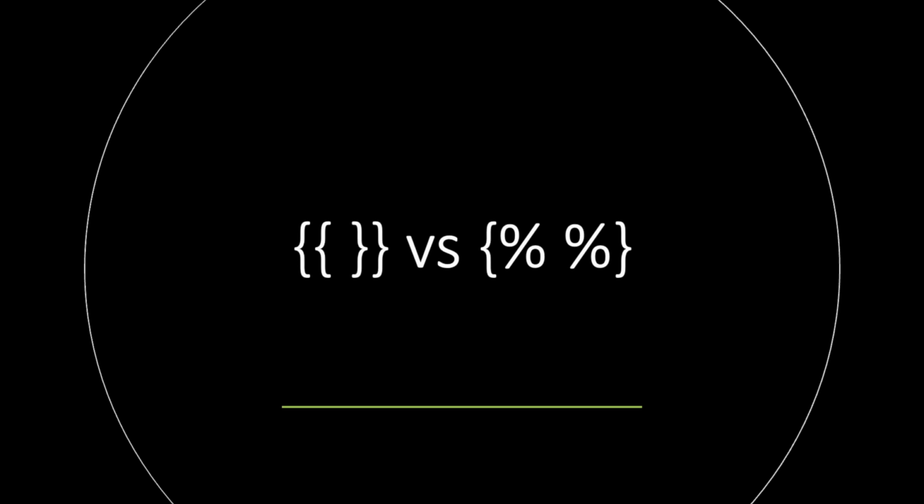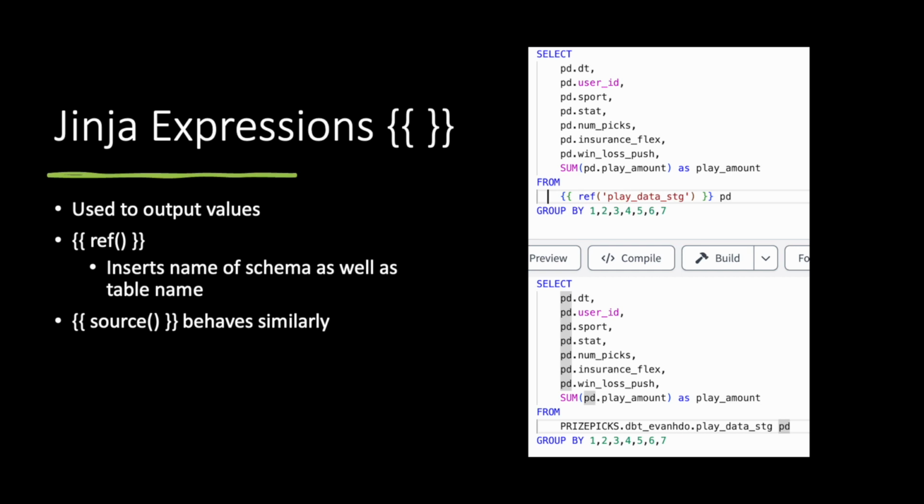You're commonly going to see Jinja represented in double squigglies or a squiggly percentage, and we're going to talk about what these mean. Whenever you see the double squigglies, these refer to Jinja expressions. Jinja expressions are used to output values. You'll commonly see this in our ref function or our source function.